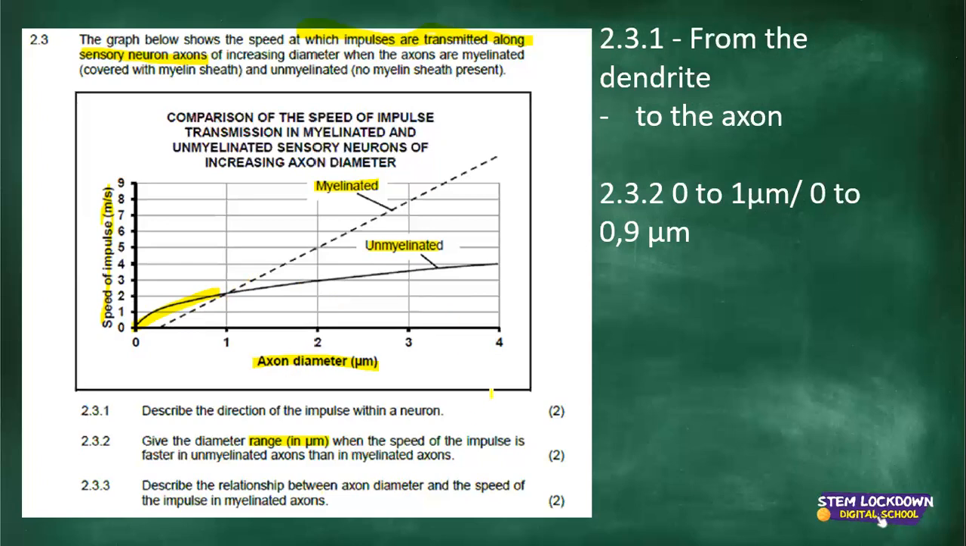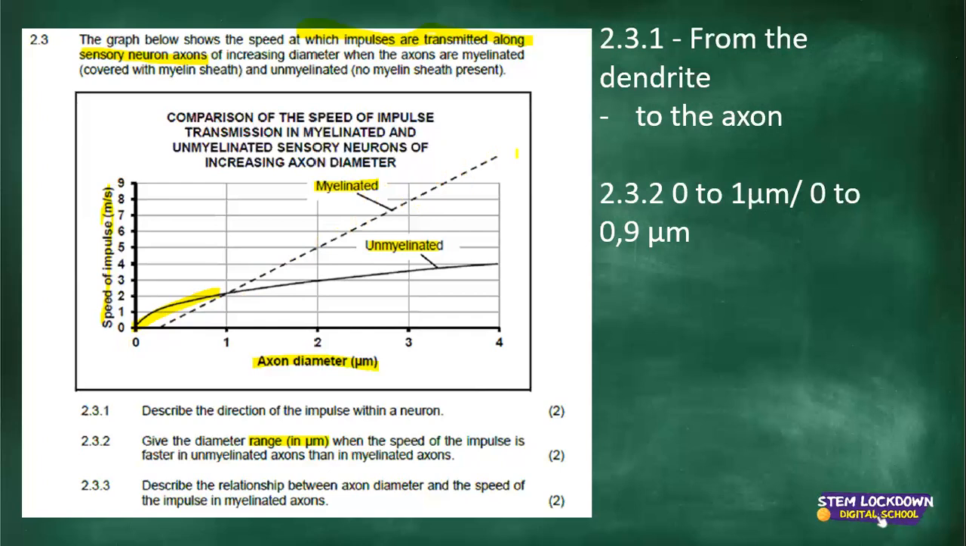Then question 2.3.3: describe the relationship between axon diameter and the speed of the impulse in myelinated axons. Let's describe that. The relationship between axon diameter, on the x-axis of the graph, and the speed of the impulse in myelinated axons. So we are only focused on this line, which has spaces. We're looking at the relationship there.